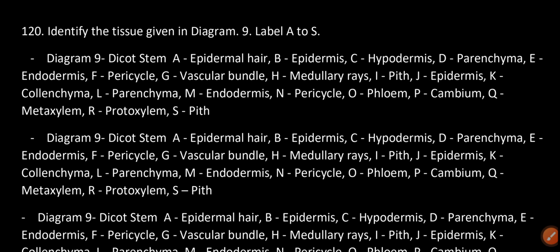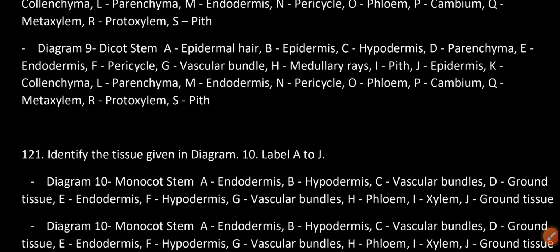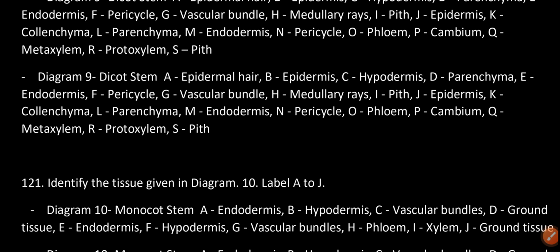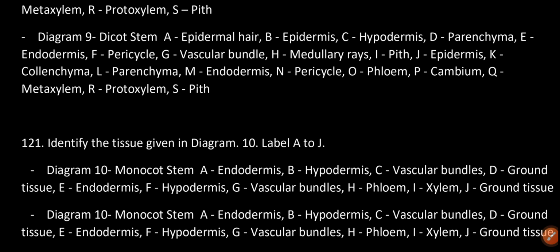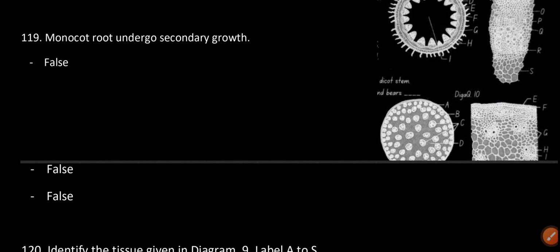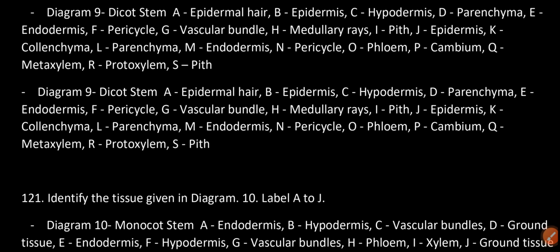Diagram 10 is monocot stem. A is endodermis. B, hypodermis. C, vascular bundles. D, ground tissue. E, endodermis. F, hypodermis. G, vascular bundles. H, phloem. I, xylem, and J, ground tissue.